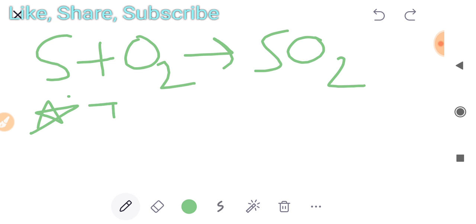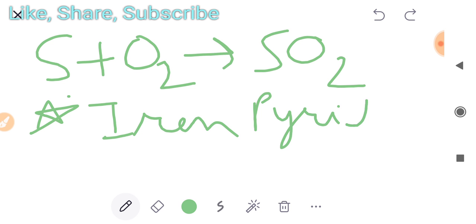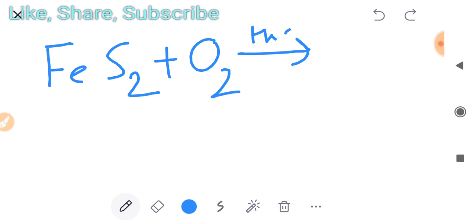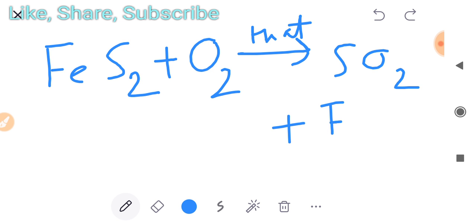I will share notes with you after the class. So from iron pyrite, we will see how the reaction takes place. FeS2, iron sulfide or iron pyrite as it is also called, and oxygen. In the presence of oxygen we provide heat. We heat it, and it forms sulfur dioxide plus ferric oxide, Fe2O3. Okay, so this is the reaction.